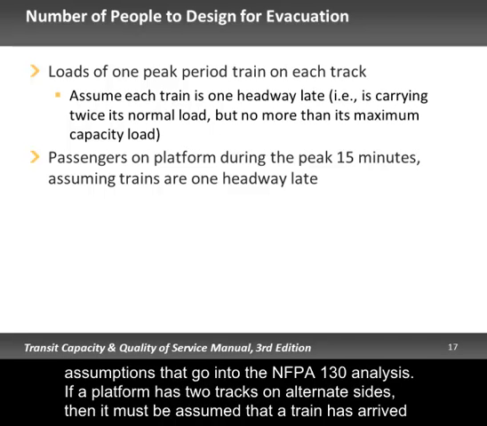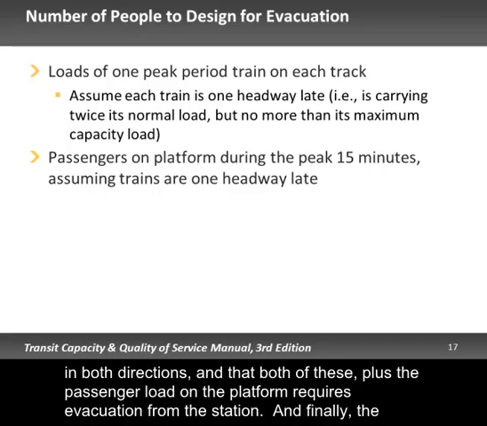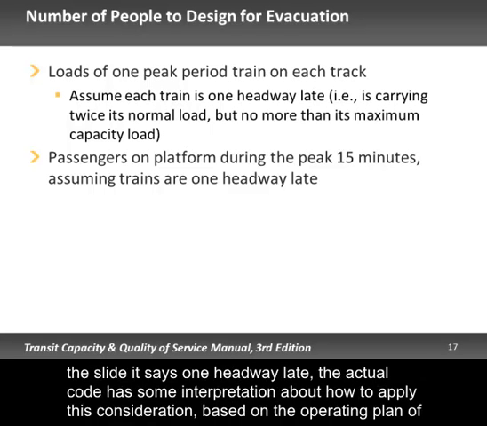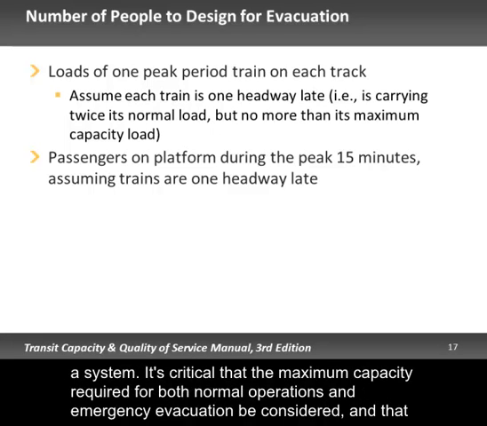If a platform has two tracks on alternate sides, then it must be assumed that a train has arrived in both directions, and that both of these plus the passenger load on the platform requires evacuation from the station. And finally, passengers on the platform during a peak 15-minute period must be evacuated, and there is the additional assumption that there is a delay. On the slide it says one headway late. The actual code has some interpretation about how to apply this consideration based on the operating plan of a system.